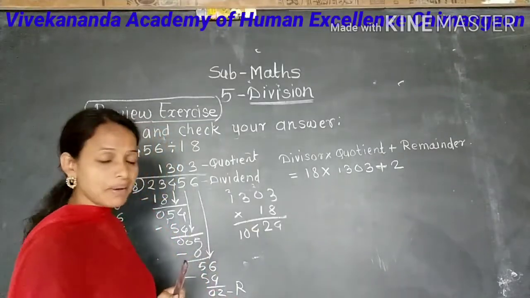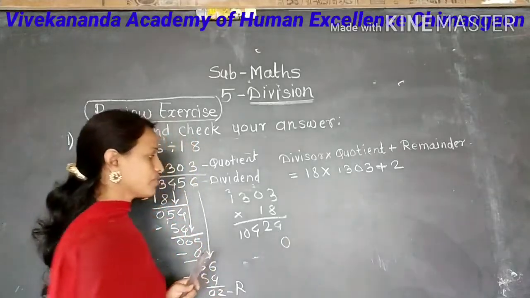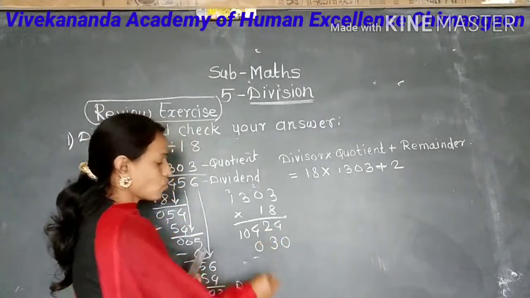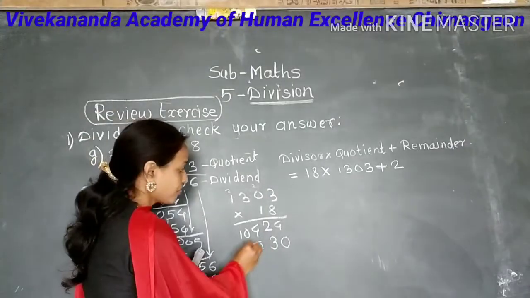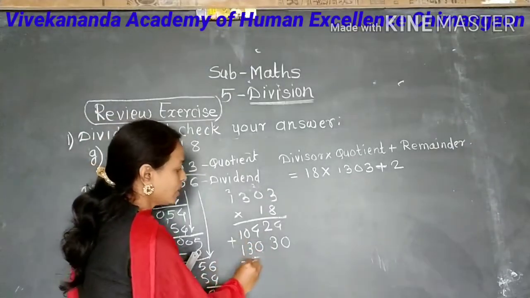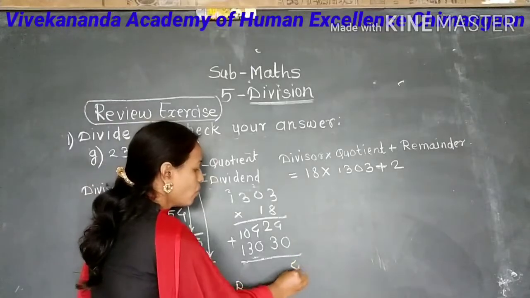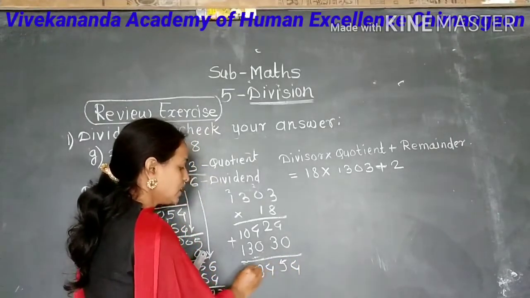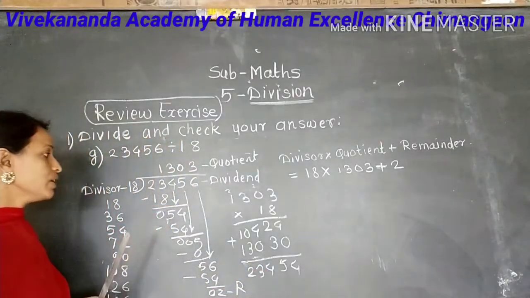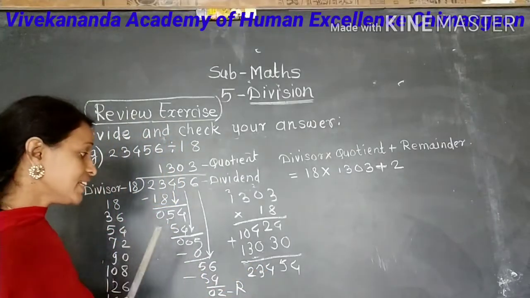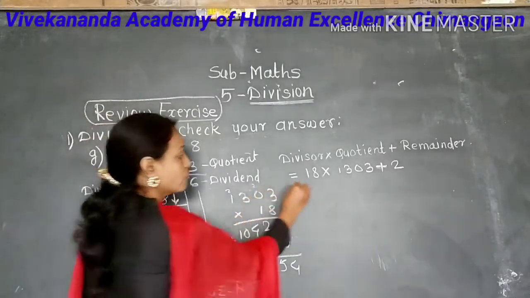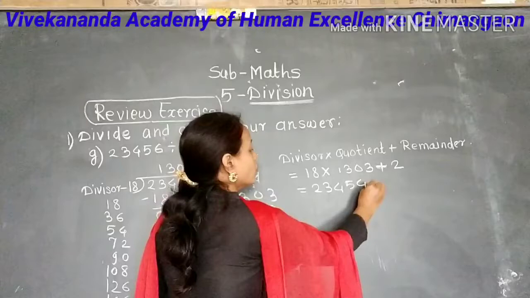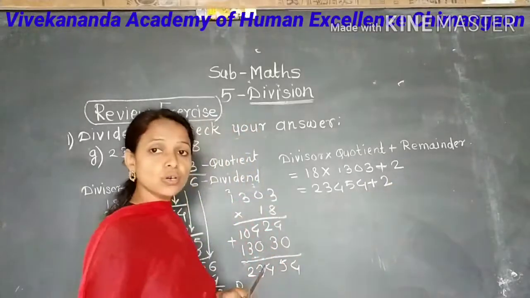Now we multiply by 10. So put 1, 0. 1 3s are 3. 1 0s are 0. 1 3s are 3. And 1 1s are 1. Now we will add. 4, 5, 4, 3, 2. In this way, we get the product 23,454. We add the remainder 2.